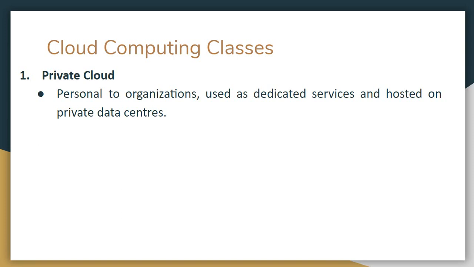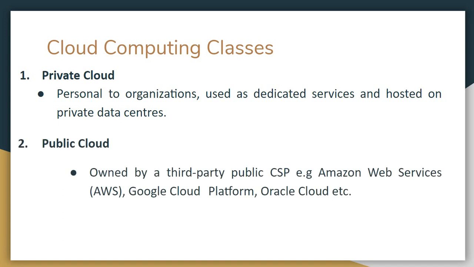Number one, the private cloud. The private cloud is personal to organizations, and they are used as dedicated services and hosted in private data centers. Think of any firm that has its own dedicated cloud, where the services are hosted and dedicated to the firm or to the organization, and they are hosted in private data centers. That's an example of what a private cloud will look like.